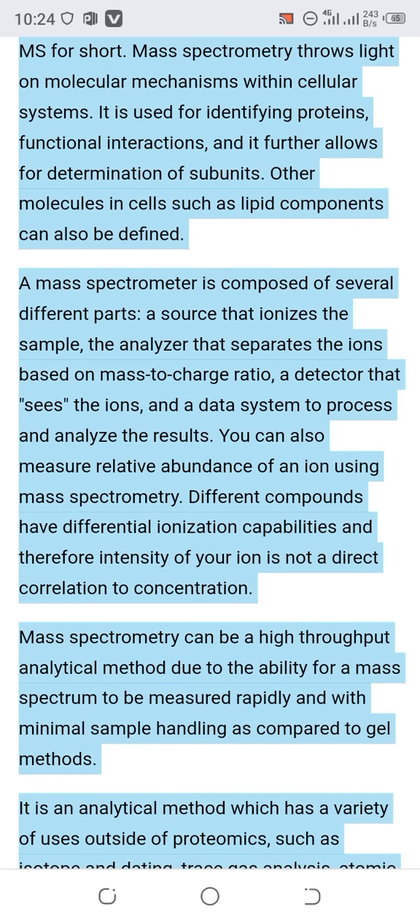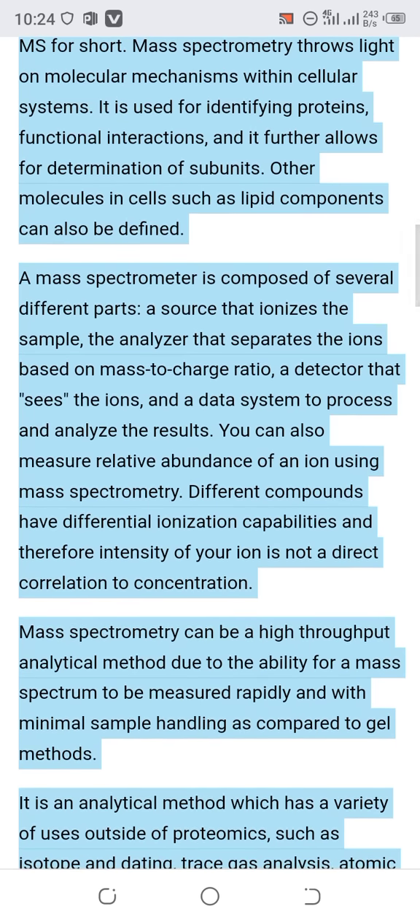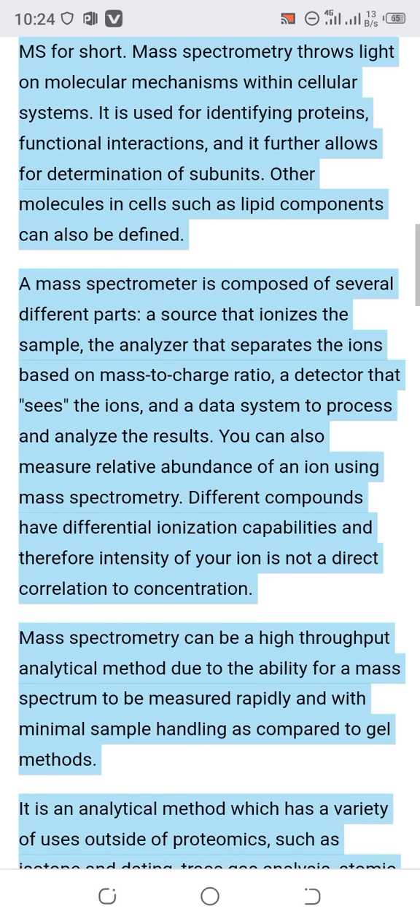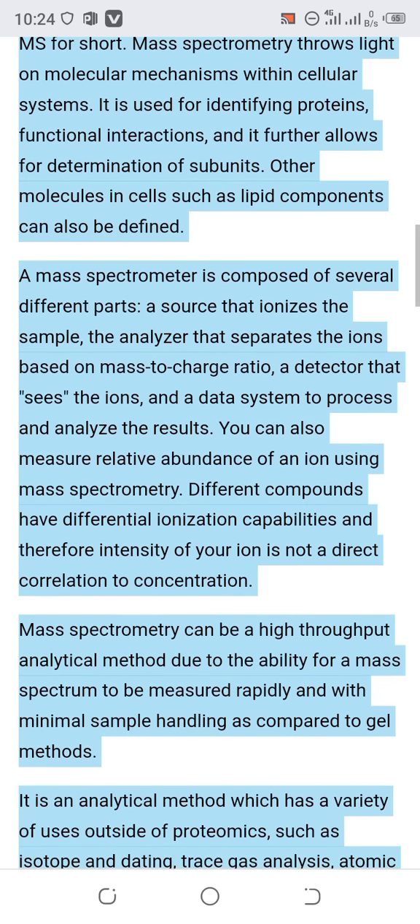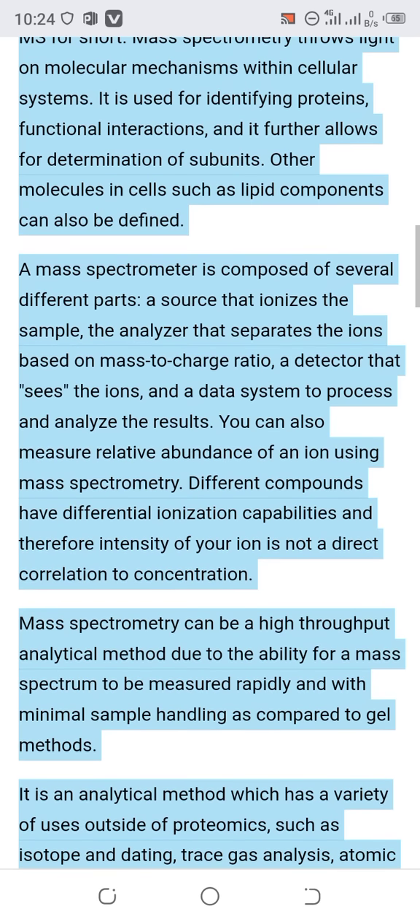You can also measure the relative abundance of an ion using mass spectrometry. Different compounds have differential ionization capabilities, and therefore the density of your ion is not a direct correlation to concentration.